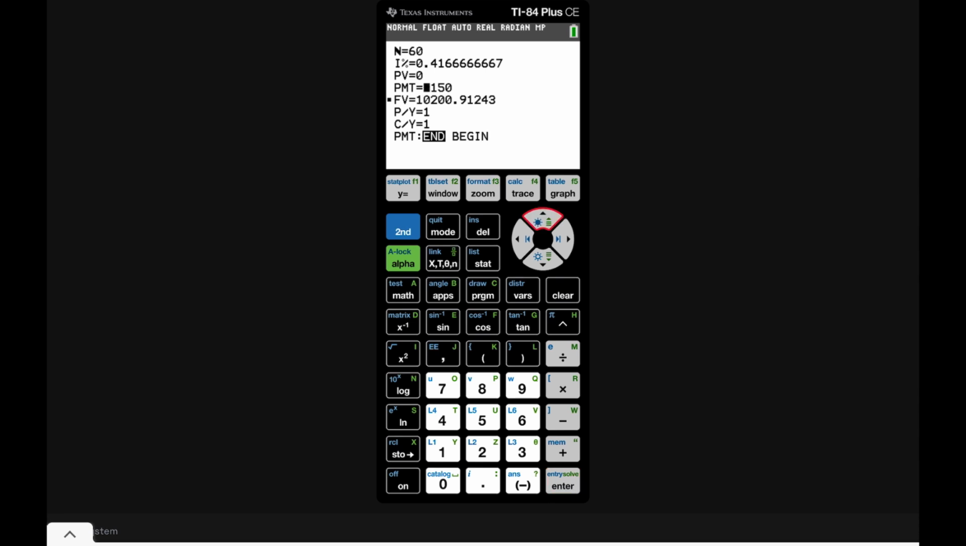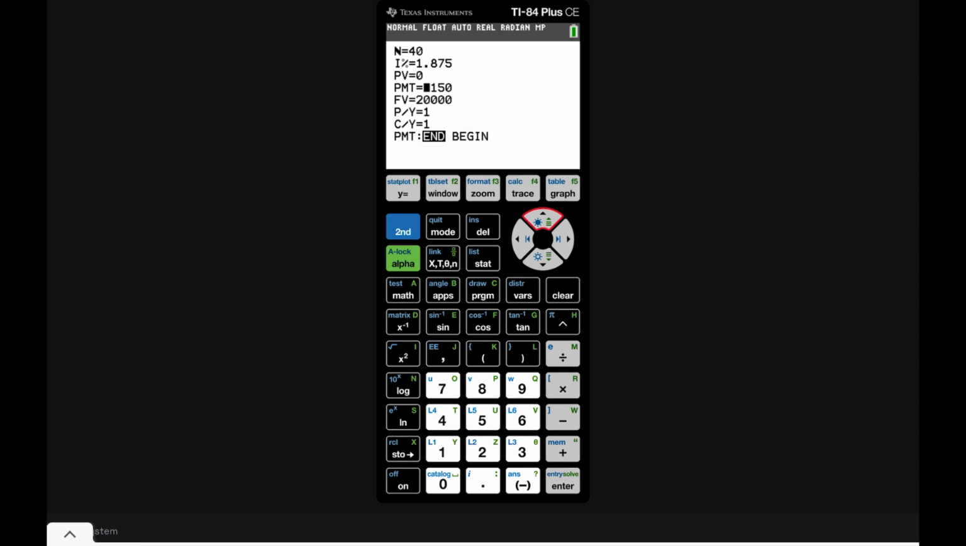Also you won't ever clear anything. If you start a new problem, just go back up to your N, and you can say, okay, we're going to go quarterly this time for 10 years. And our rate is going to be 7.5%, and that would be divided by 4 because it's quarterly. PV will always be 0 if it's a future value problem. And this time, let's say we know in the future we need $20,000. What does my payment need to be every quarter so that in 10 years I have that money?